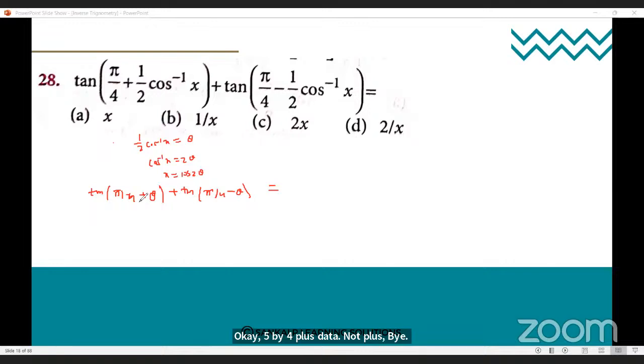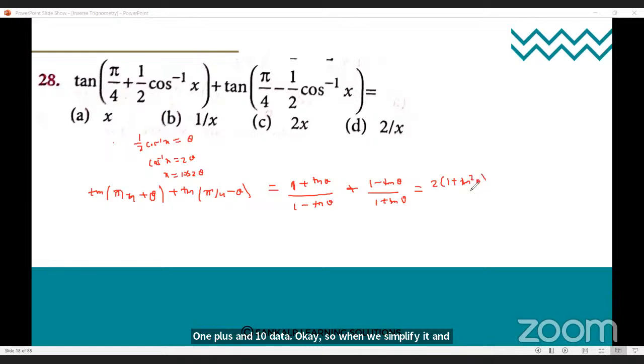On simplifying, tan(π/4 + θ) using the formula for tan(x + y), we get tan π/4 as 1, and then tan θ, so it is equal to (1 + tan θ)/(1 − tan θ). Similarly, for π/4 minus θ, we get (1 − tan θ)/(1 + tan θ). When we simplify it, we get 2(1 + tan²θ)/(1 − tan²θ).